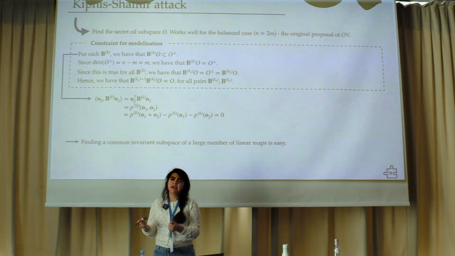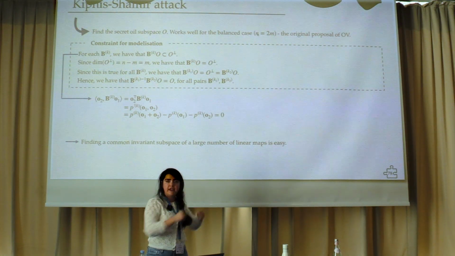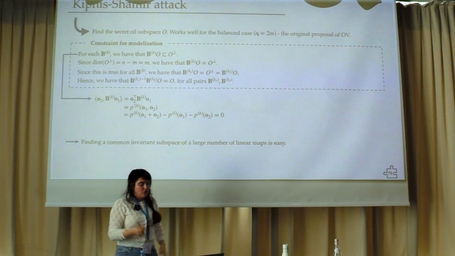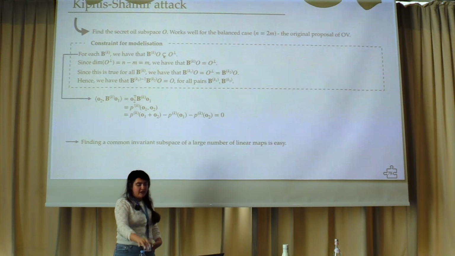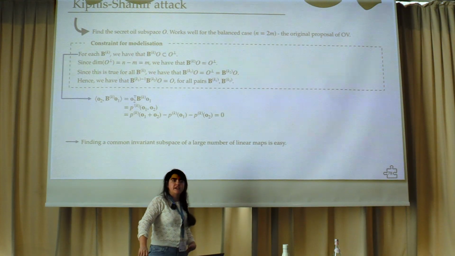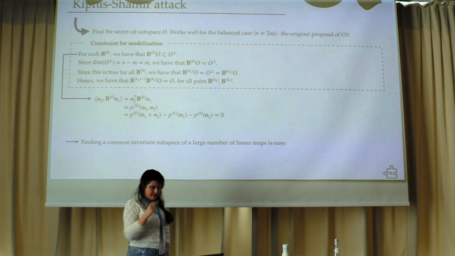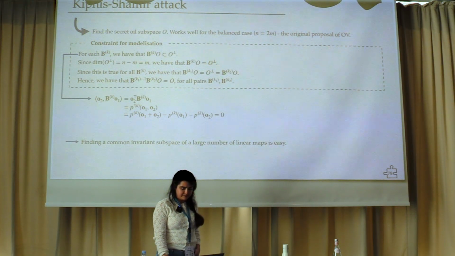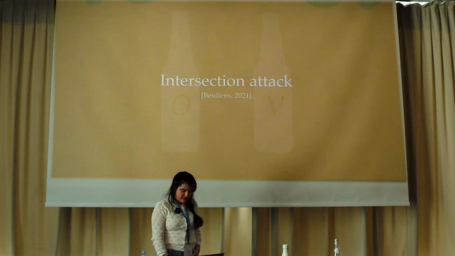But mostly, we won't have equality here when they set n to be bigger than 2 times m, right? So you don't have equality here anymore. You still have this thing. This is something that we proved in the beginning, that it is a subset. So you can look for vectors in the intersection, but very quickly this becomes very exponential. So it is not a very efficient attack on UOV anymore. And then oil and vinegar became unbalanced oil and vinegar.